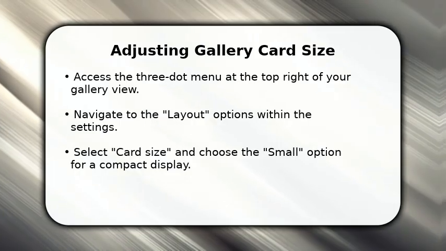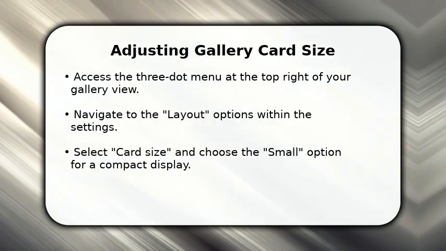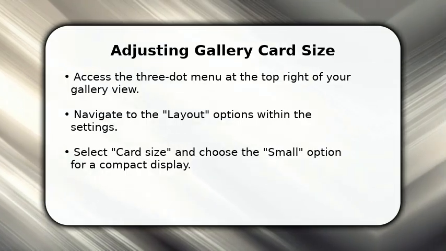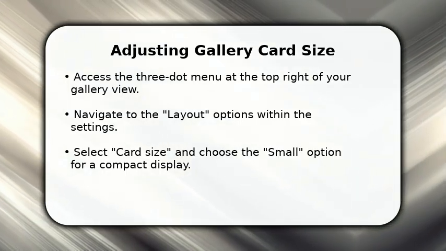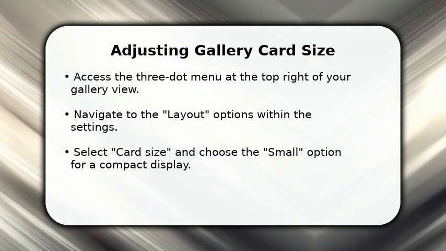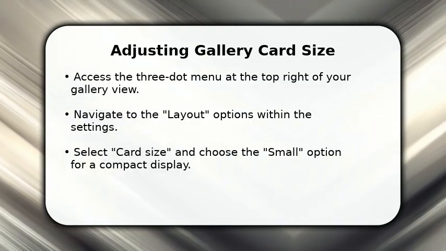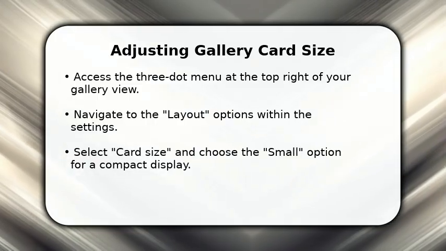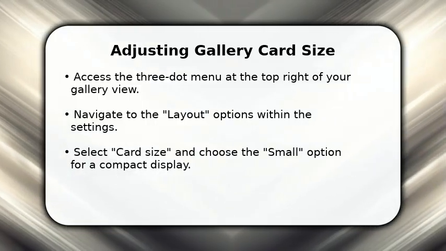First, to adjust the overall size of your gallery cards, locate the three-dot menu in the top right corner of your database. Click on it, then select Layout. From there, you will find the card size option. Choose Small to significantly reduce the visual footprint of each card, making your gallery more compact and easier to navigate.